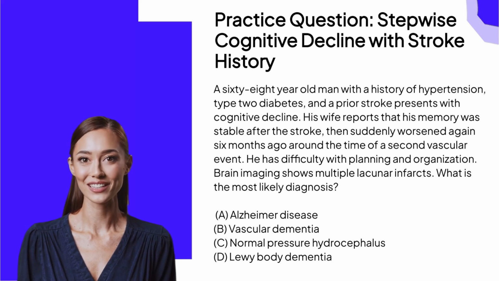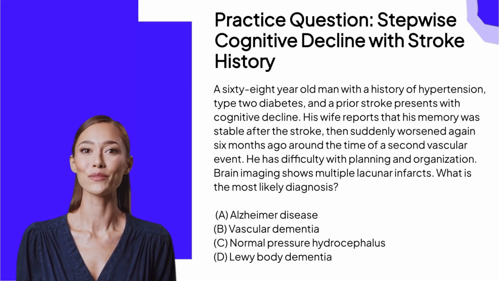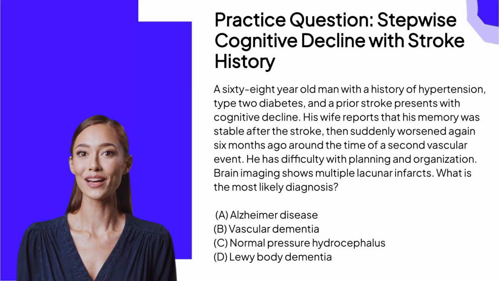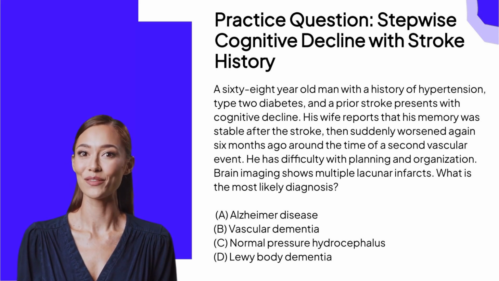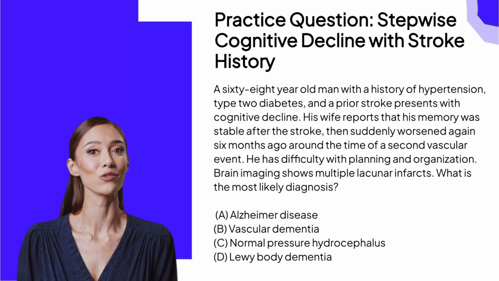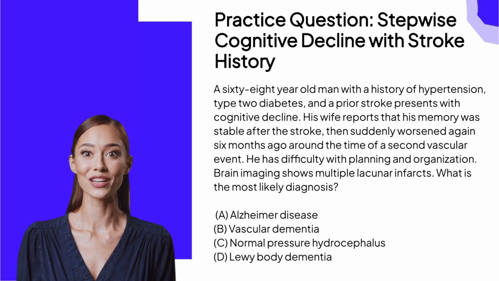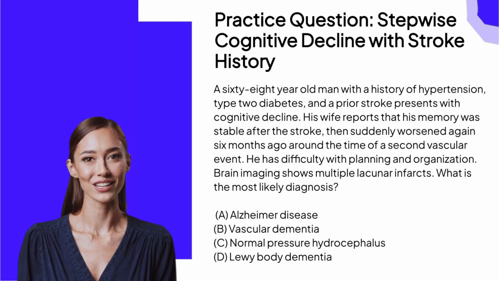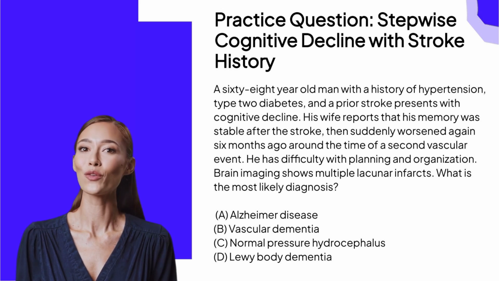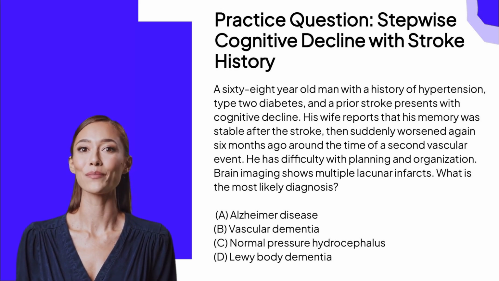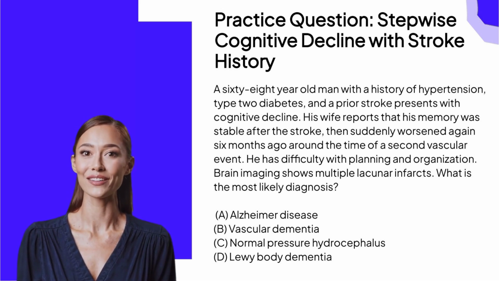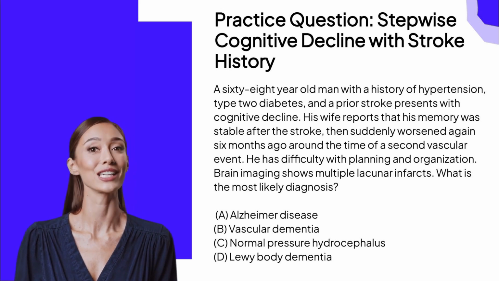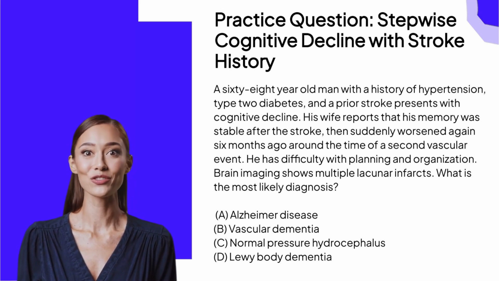Here is our second practice question. A 68-year-old man with a history of hypertension, type 2 diabetes, and a prior stroke presents with cognitive decline. His wife reports that his memory was stable for several months after the stroke, then suddenly worsened again about 6 months ago around the time of a second vascular event. He has difficulty with planning and organization, but can still recall recent events with prompting. Brain imaging shows multiple lacunar infarcts. What is the most likely diagnosis? Take a moment to think through this one.